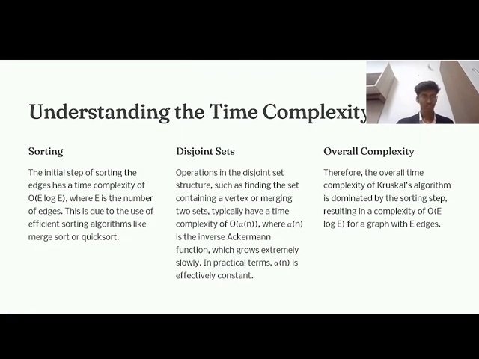Now we can look at the complexity: sorting, disjoint sets, and overall complexity. For the initial step of sorting, the edges have a time complexity of E log E, where E is the number of edges. For disjoint sets, it is the inverse Ackermann function, which grows extremely slowly. For overall complexity, it is E log E, where E is the number of edges in the graph.